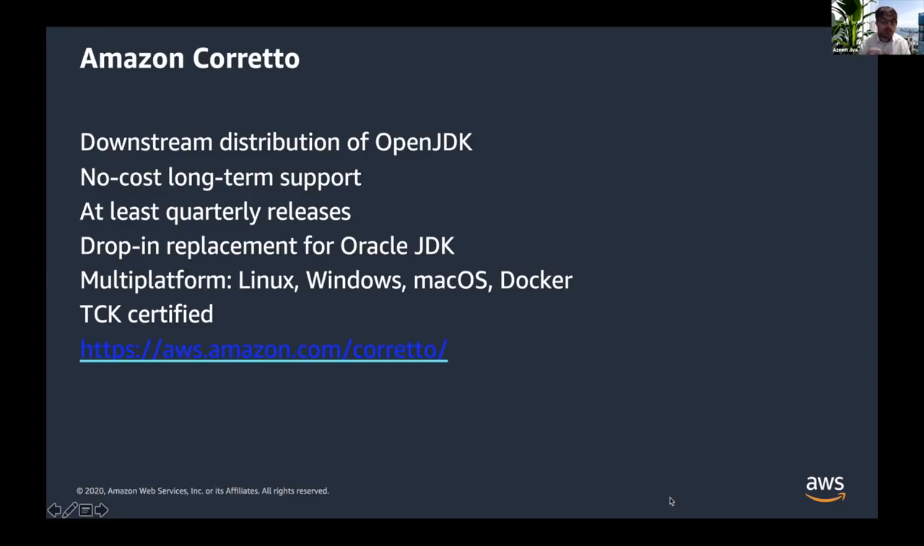In addition, it's a pure drop-in replacement for Oracle JDK. You can transition from the same version. We hold all of the APIs compatible. It's tested and certified by the TCK and available on Linux, Windows, macOS, Docker. We now have an Alpine build, 64-bit, 32-bit, and you can check it out by clicking on the link.